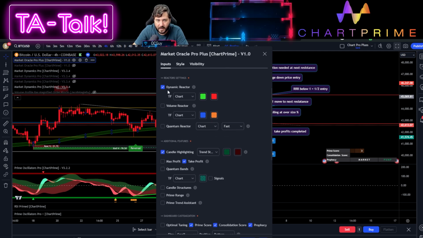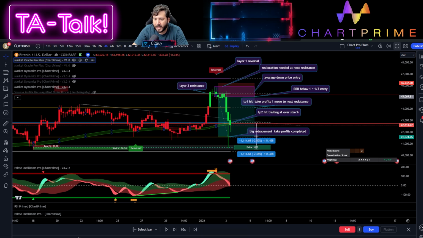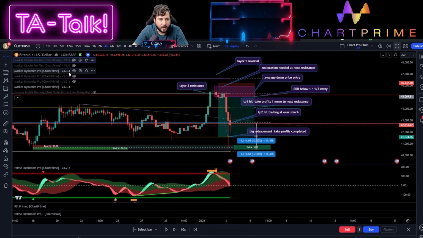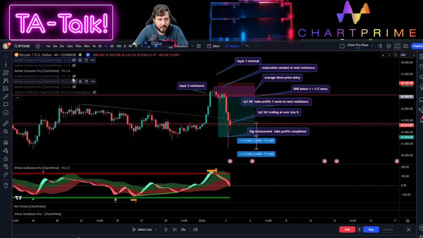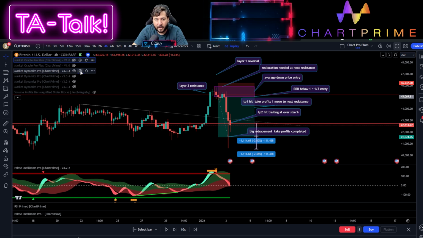I'm just using my dynamic reactor and just for fun, kind of highlights, but you don't need them. And then very important, right here on signal mode, reversal only. At this point, I'm going to be moving forward into the next one right down here. This one is, and let me just get rid of this other one. This one is just support and resistance. Let's take a look at that configuration.